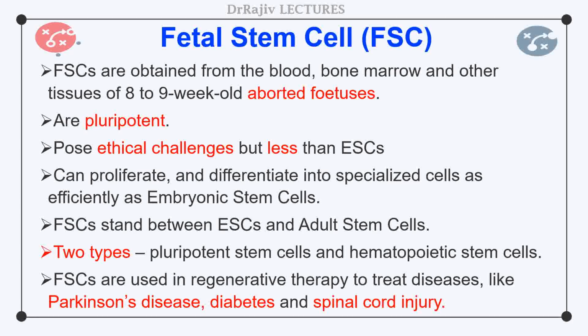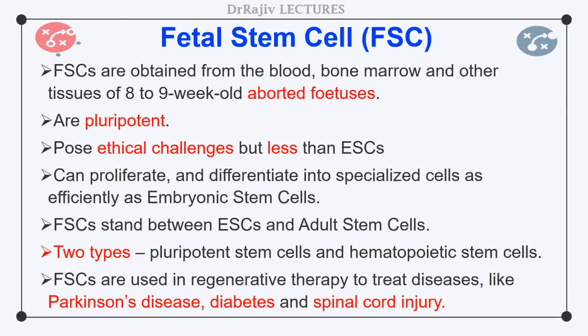Stem cells obtained from the blood, bone marrow, and other tissues of aborted fetuses are known as fetal stem cells. They are pluripotent. The main problem associated with the isolation of fetal stem cells is that they can be obtained only from 8 to 9-week-old fetuses. Hence, they also pose ethical challenges but less than embryonic stem cells. They can divide, proliferate, and provide progenitor cells which can differentiate into specialized cells in vitro as efficiently as embryonic stem cells. Fetal stem cells stand somewhere between embryonic stem cells and adult stem cells.